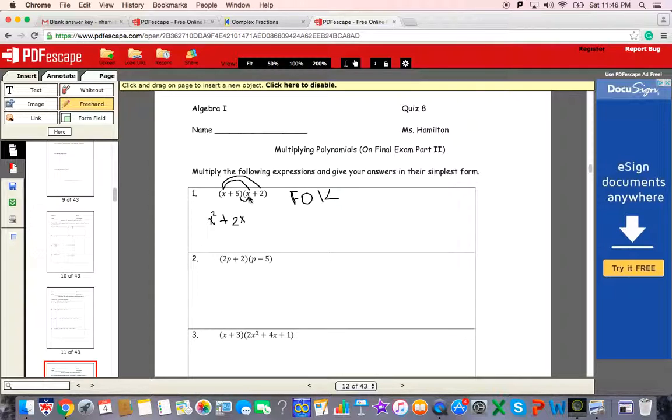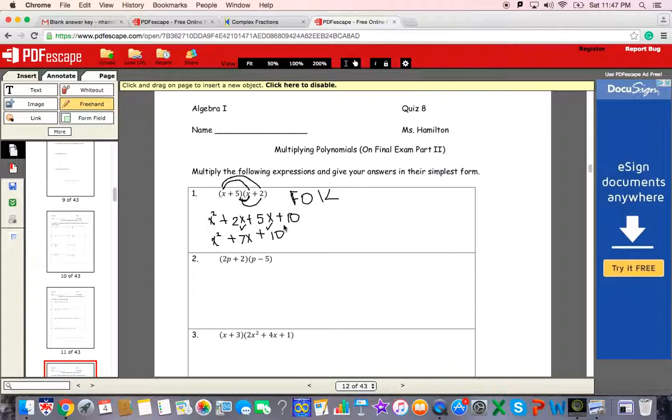And then our inner terms, 5 times x, we get plus 5x. And our last terms, 5 times 2, we get 10. But we know from our last quiz that we shouldn't just leave like terms hanging out without simplifying them. So we have an x here and an x here, so we can go ahead and join those like terms. Plus 2x plus 5x gives us plus 7x plus 10.